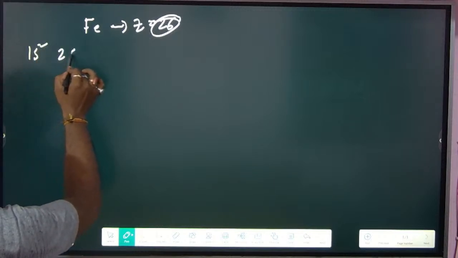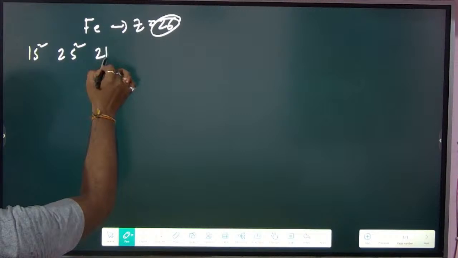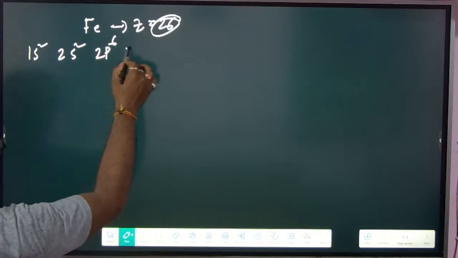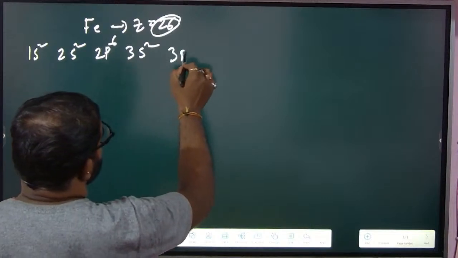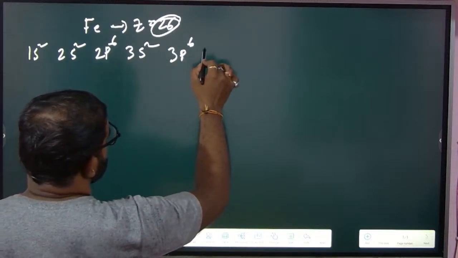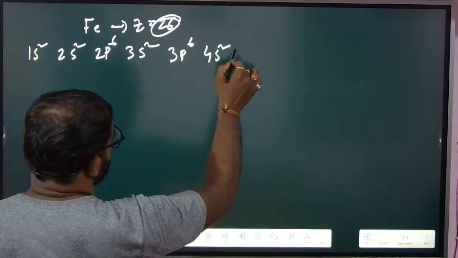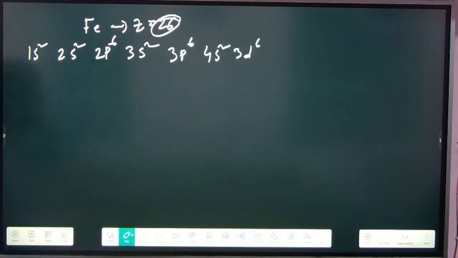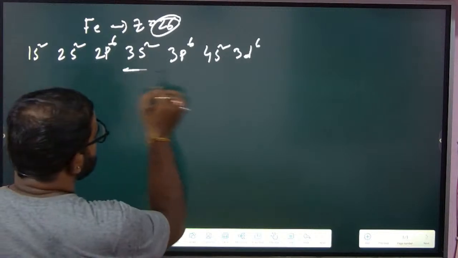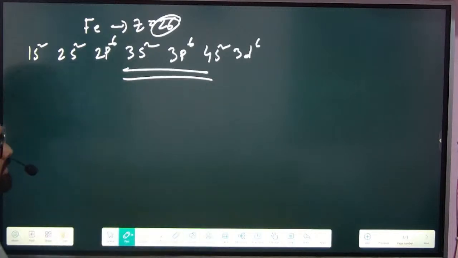1s2, 2s2, 2p6, 3s2, 3p6, then 4s2, then the remaining 6 electrons will enter into the 3d orbital. Now calculate: 2, 4, 10, 12, 18, 20, 26. Done. So this is the configuration of Fe, which is situated in the 26th position.